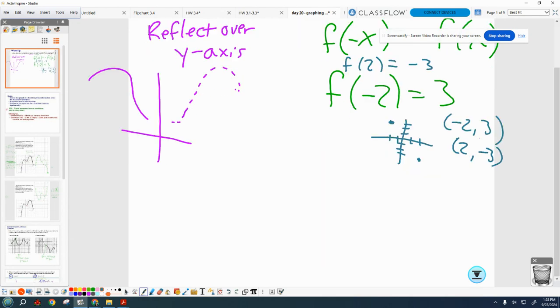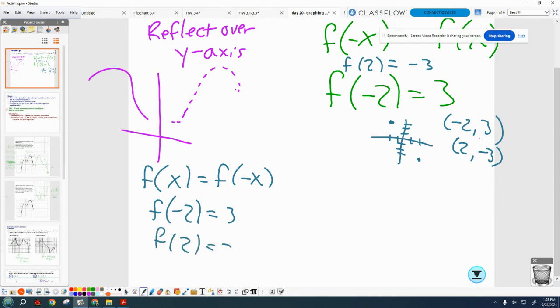Stuart, what algebraically do we need to show if it's even? That f of x is equal to f of negative x. So if f of negative 2 equals 3, if it's even, what coordinate do I know is on there? f of 2 equals 3. So if f of negative 3 is 5, f of positive 3 is going to be 5. Each step of the way they need to match up. Okay.